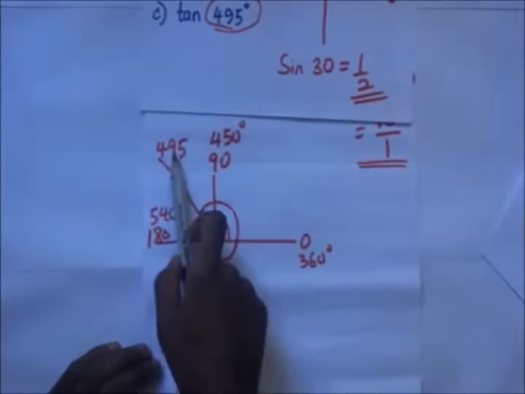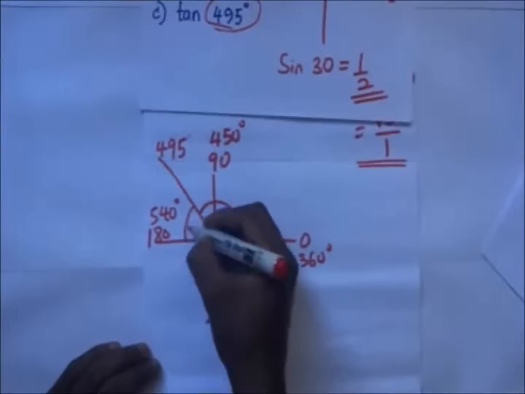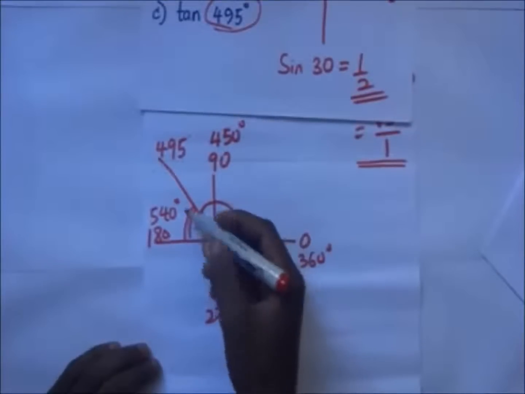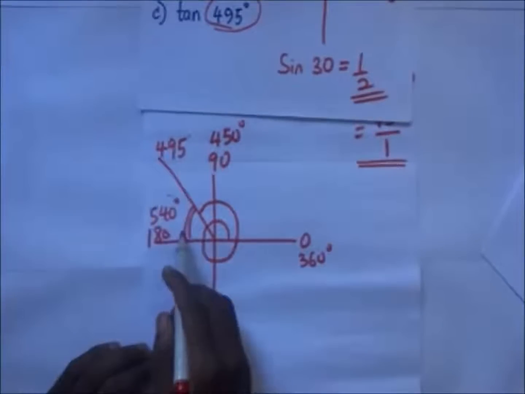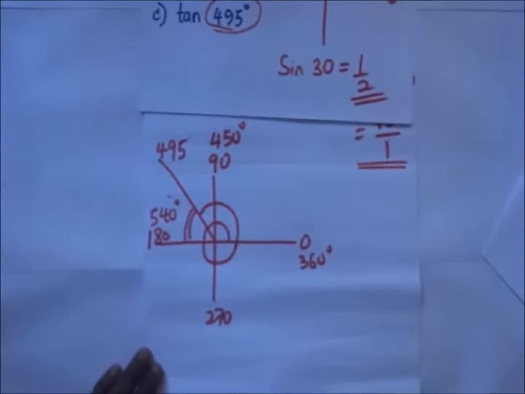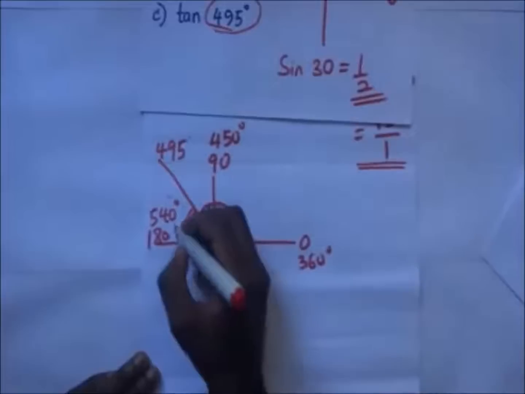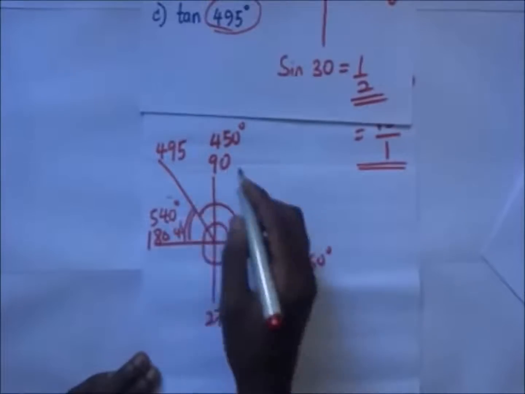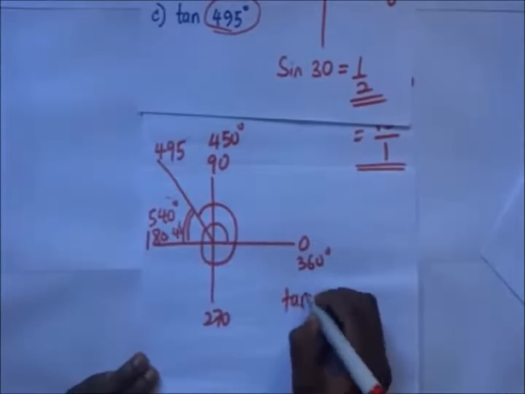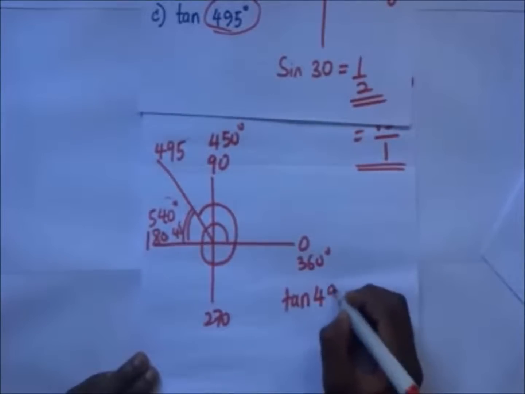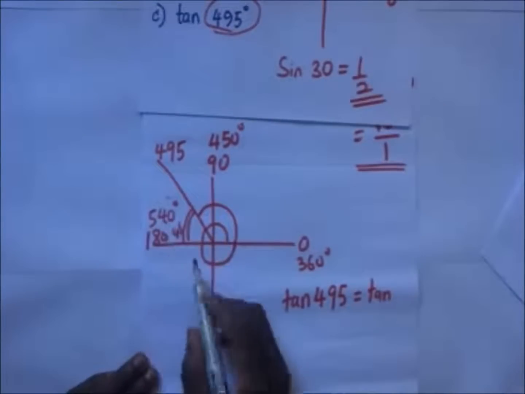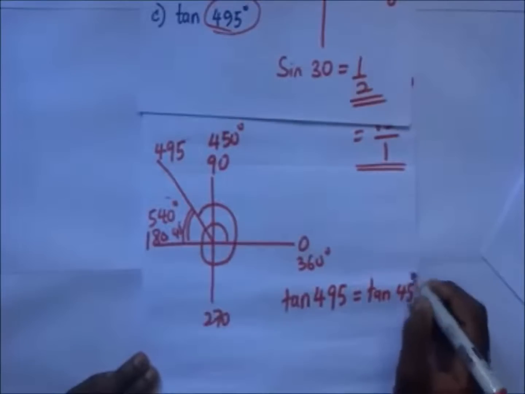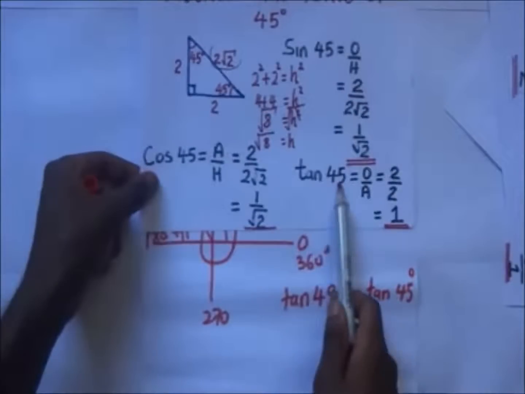So now after identifying that it's in the second quadrant, we need to find out this remaining angle. What is that remaining angle? Of course, it is going to be 540 minus 495, and 540 minus 495 gives us 45 degrees. So we have 45 degrees. So it means that the tangent of 495 is going to be the same as the tangent of 45. From the ratios we explored before, tan of 45 is 1.